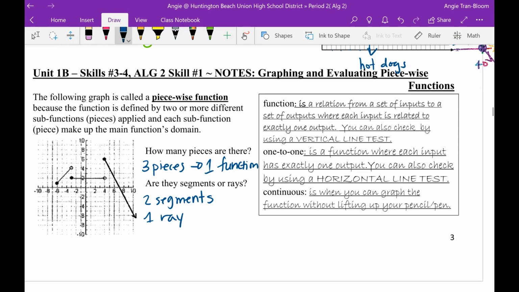Then last one, continuous. Braden, can you read me continuous, please? Yes. So when you carry a graph, you can graph the function without lifting up your pencil. Right. So, is this a continuous piece? No, because I have to lift up my pencil to go from one piece to the next. By the way, not all piecewise will be discontinuous, okay? Some of them will be continuous.